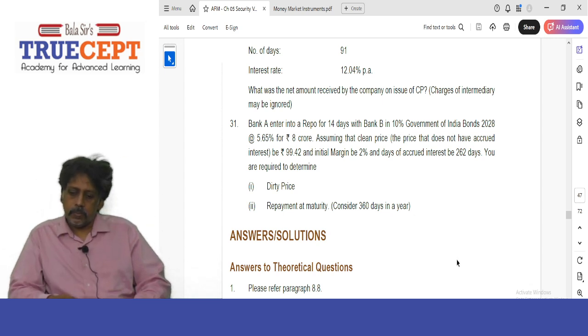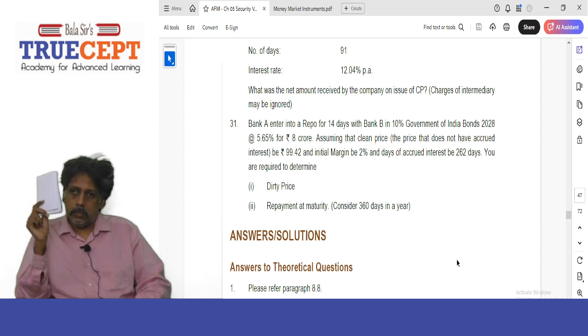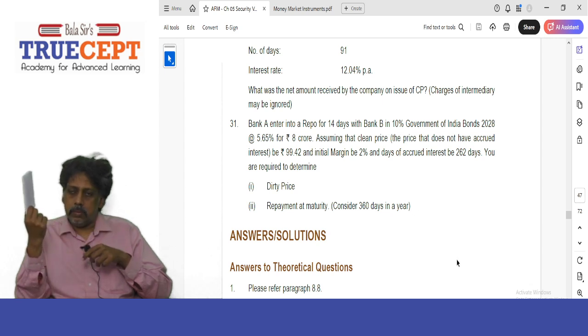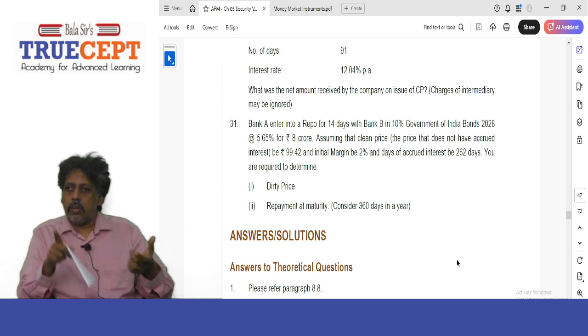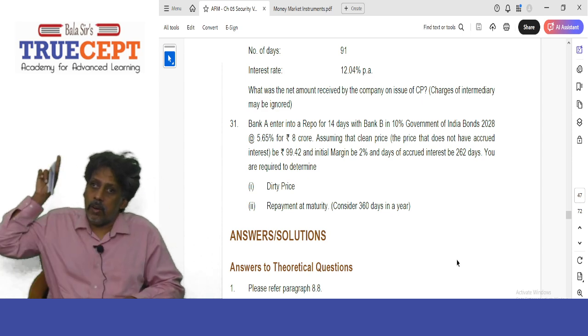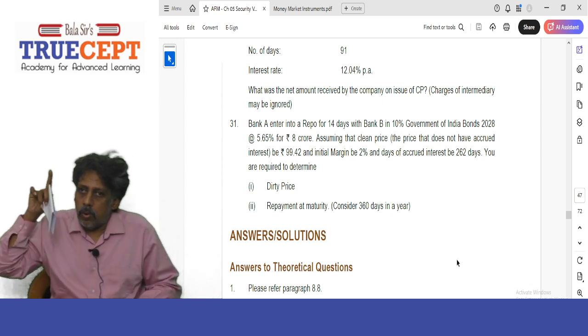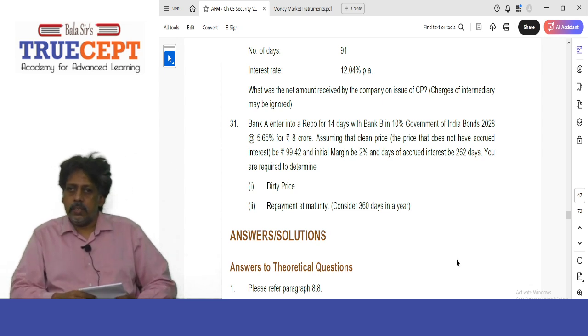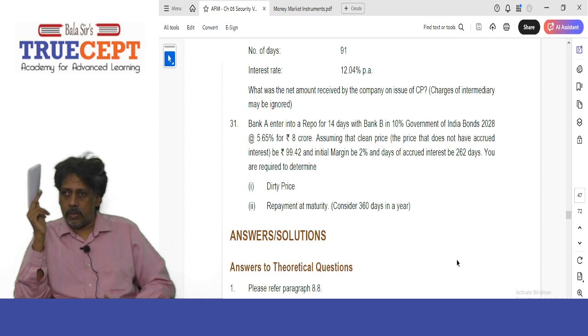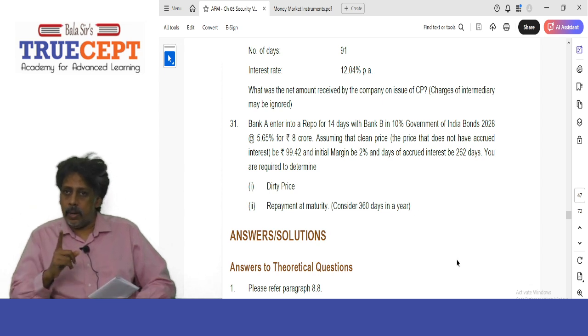Bank A entered into a repo for 14 days with Bank B in 10% Government of India bonds 2028 at 5.65% for 8 crore rupees. The 2028 is the date on which the government bonds will be redeemed by the government, so that has no relevance to your calculation. Now it's given that they are 10% government bonds, face value rupees 8 crore. That's a 14-day repo.